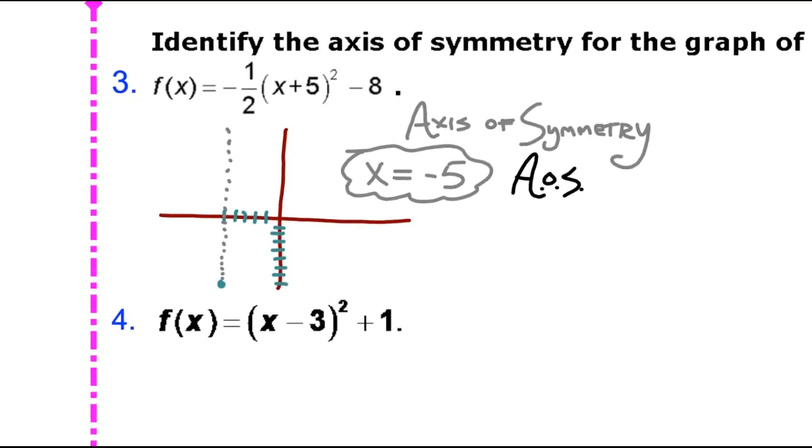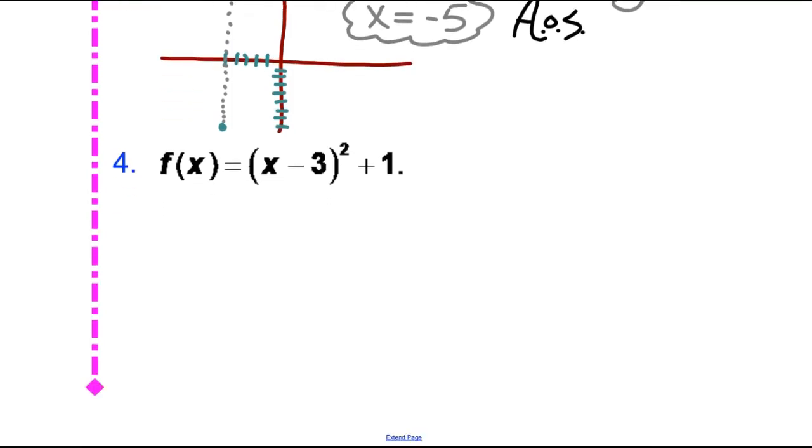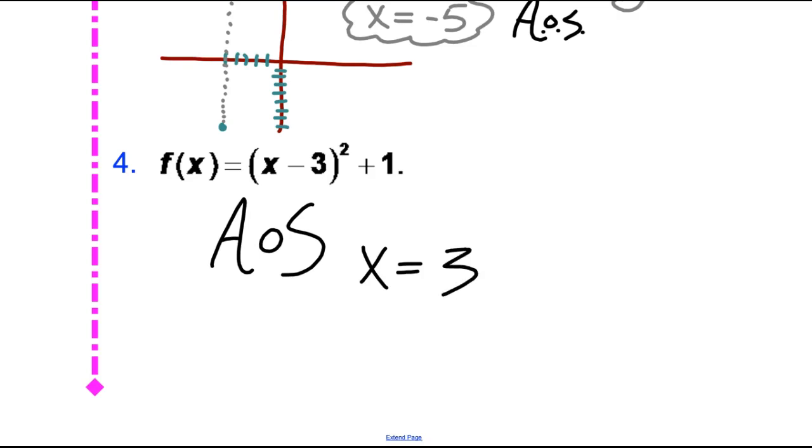All right, what's the AOS on, oh, be very precise. AOS on number 4. AOS is x equals positive 3. Good. So a vertical line going through x equals 3 is where your vertex lies, somewhere on that vertical line. And if you could look at this and go, oh, I know that exactly because the vertex on this one is 3, 1.